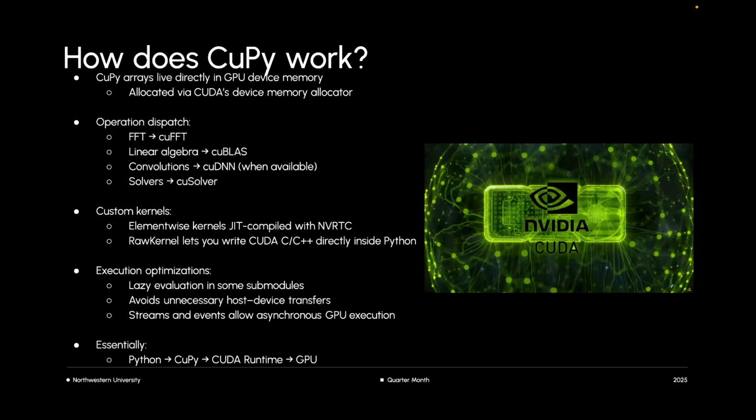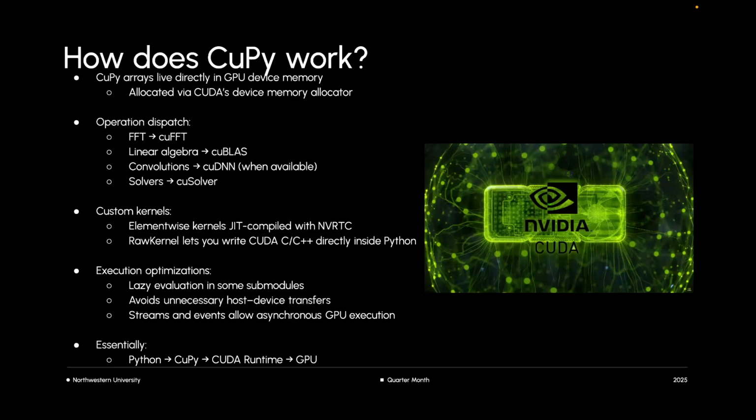Now, as I just mentioned, CuPy dispatches these operations to highly specialized NVIDIA CUDA libraries. A CuPy array doesn't actually live in the main memory. It gets sent to the GPU device's memory, and it's allocated through CUDA's own memory allocator. So essentially, when performing operations on CuPy arrays, the data never leaves the GPU unless you're at the end of the operation, in which case you would bring it back to the CPU with a get operation or something similar.